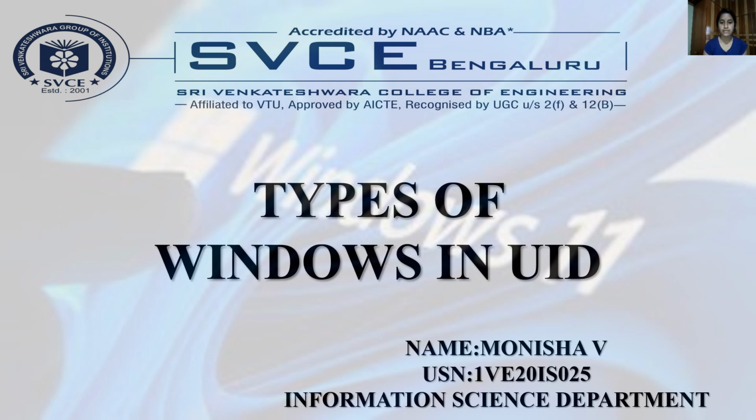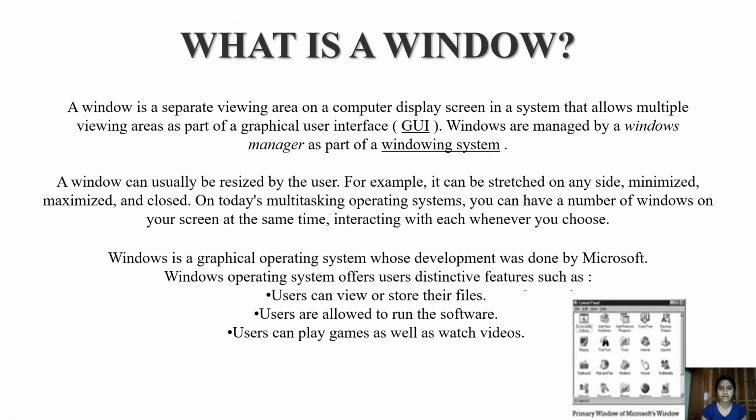Today's topic is types of windows in UID. What is a window? A window is a separate viewing area on a computer display screen in a system that allows multiple viewing areas as a part of a Graphical User Interface, GUI. Windows are managed by a Windows Manager as a part of a windowing system.